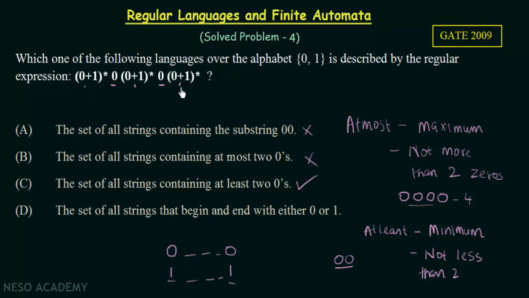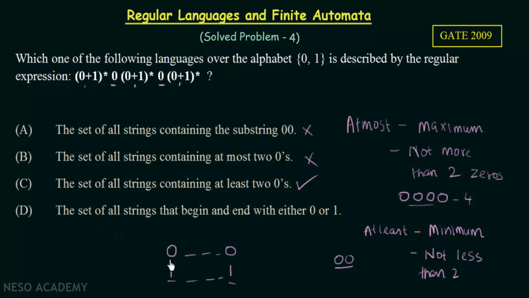But we see that it can also end with 0, because at the ending we have 0 or 1. So it can also get 0 over here. And in case suppose you don't get anything from here because this is a closure, here you have a 0. So it can also end with a 0 even if it begins with 1. So we see that this option number D is not true.